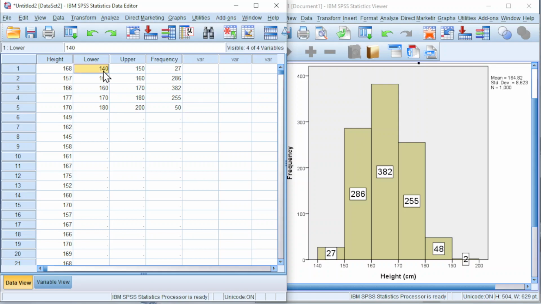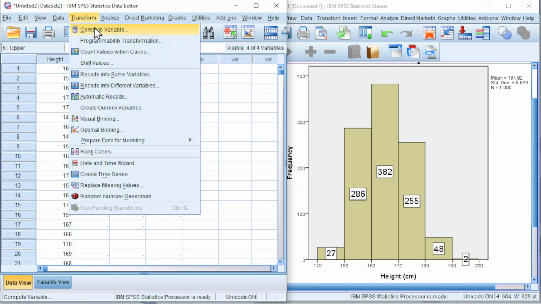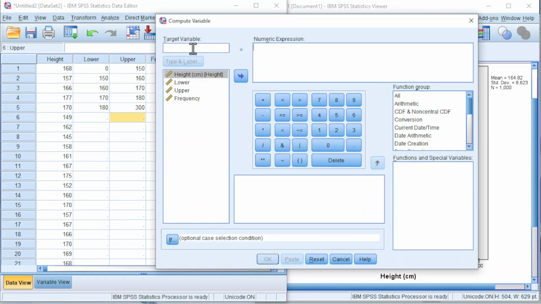All we have to do here is take as small as possible for the minimum value and as big as possible for the maximum value. And we can now obtain the expected value. Go to Transform, click on Compute Variable. For the target variable, we can type Expected. For the numeric expression, since we are going to determine the probability for a given range, and SPSS always takes less than cumulative, we should take upper minus lower.